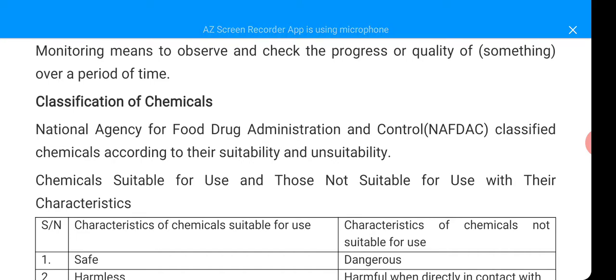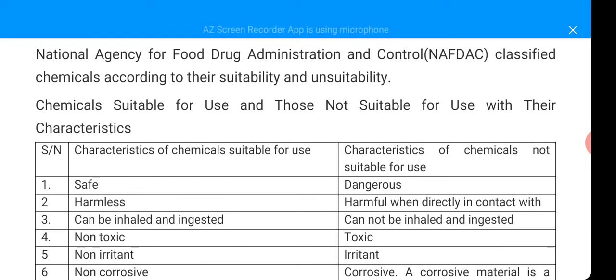So NAFDAC classified chemicals according to their suitability and non-suitability. So NAFDAC classified chemicals as suitable and non-suitable. Are you there? Suitable and non-suitable. Okay? So we shall look at these various classifications based on their characteristics. How do we classify chemicals as suitable? What are the characteristics? Which chemicals will fall under suitable chemicals? Which chemicals will fall under not suitable chemicals?